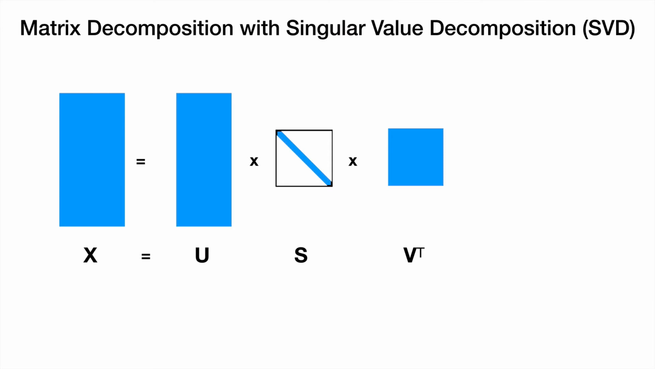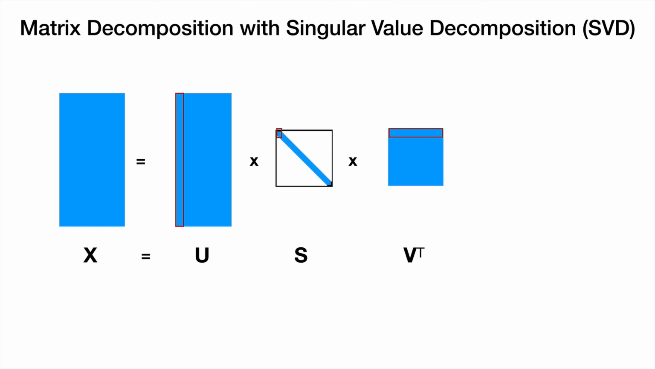There's a trick we can use from linear algebra. This is called singular value decomposition, SVD for short. In SVD, you can express a matrix as a product of three different matrices, where the middle one is just a diagonal matrix. Matrix X into a U, S, and V matrix.